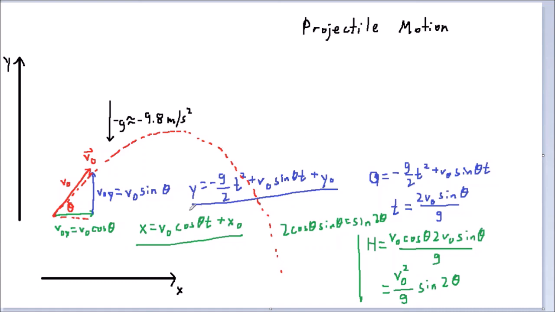So we have our y position function here, our x position function here, and the horizontal range of the object here. So in the next video, we're going to examine another type of special 2D motion known as uniform circular motion.